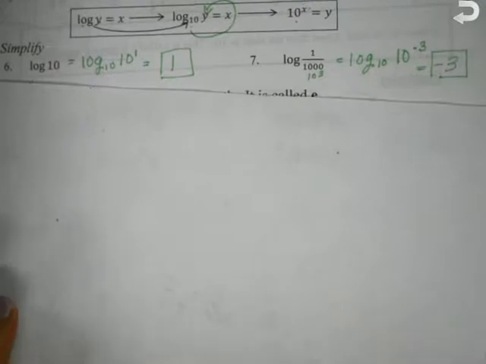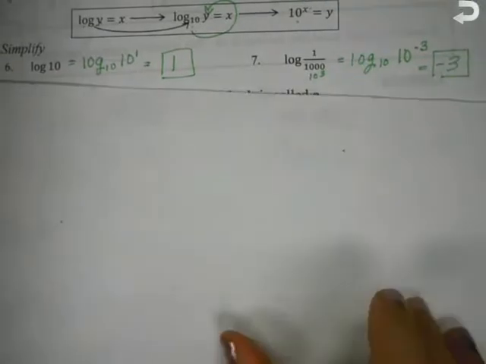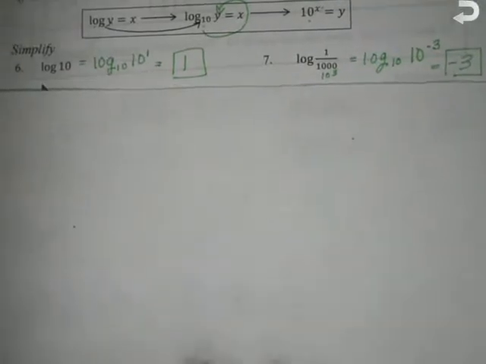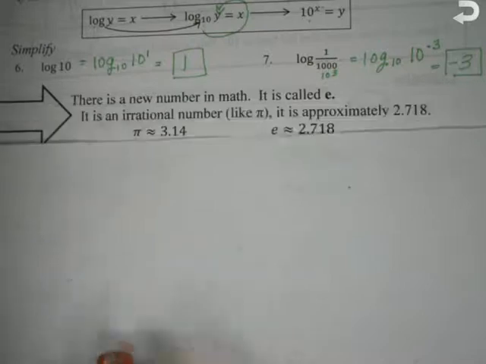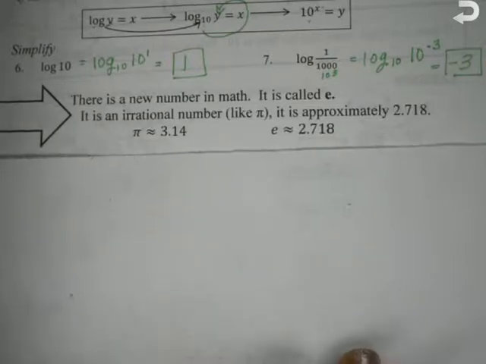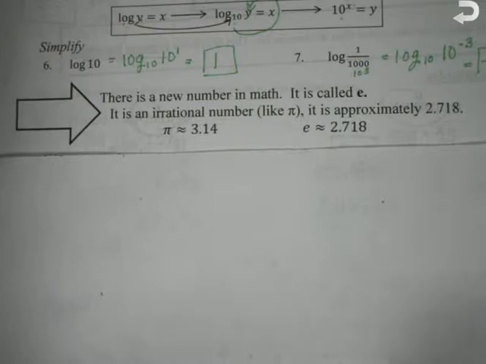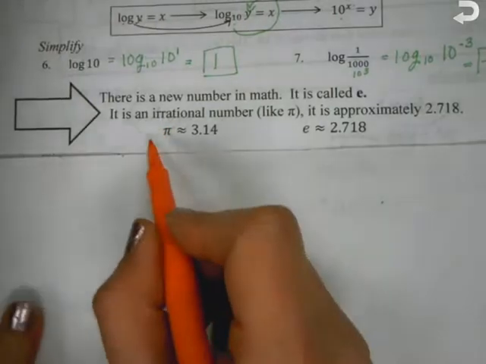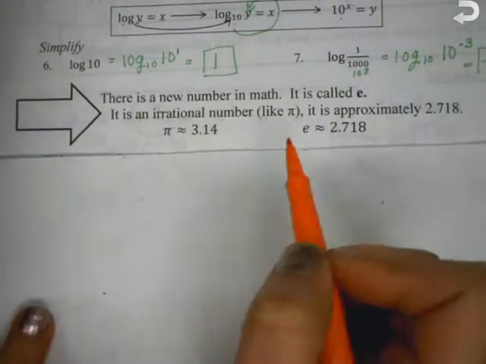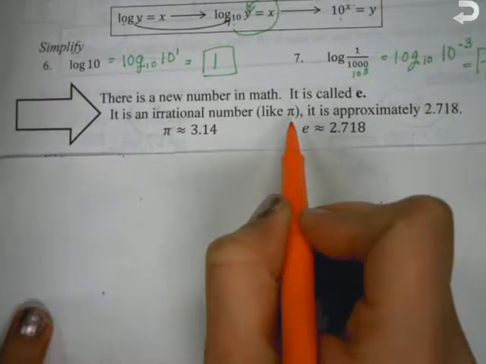All right, so in math today we are going to talk about a new number. The number is called E. It's an irrational number, very similar to pi.